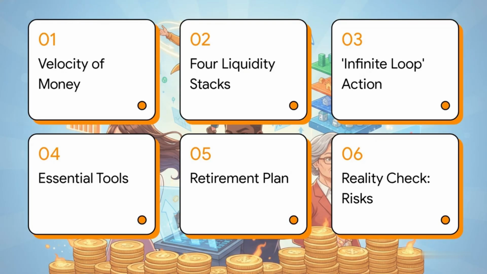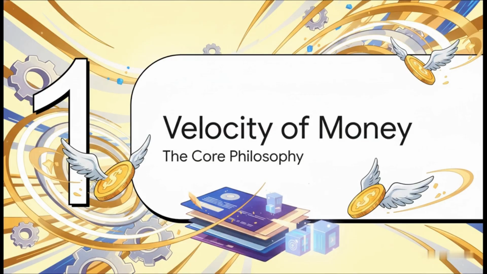All right, so here's how we're going to break this down today. First, we'll cover the core idea, the velocity of money. Then we'll get into the building blocks, the 4 stacks. After that, we'll see how it all works in the infinite loop. We'll look at the tools you need, a really different take on retirement, and then, and this is super important, we're going to hit the reality check and talk about the risks. Okay, let's dive right into the deep end.